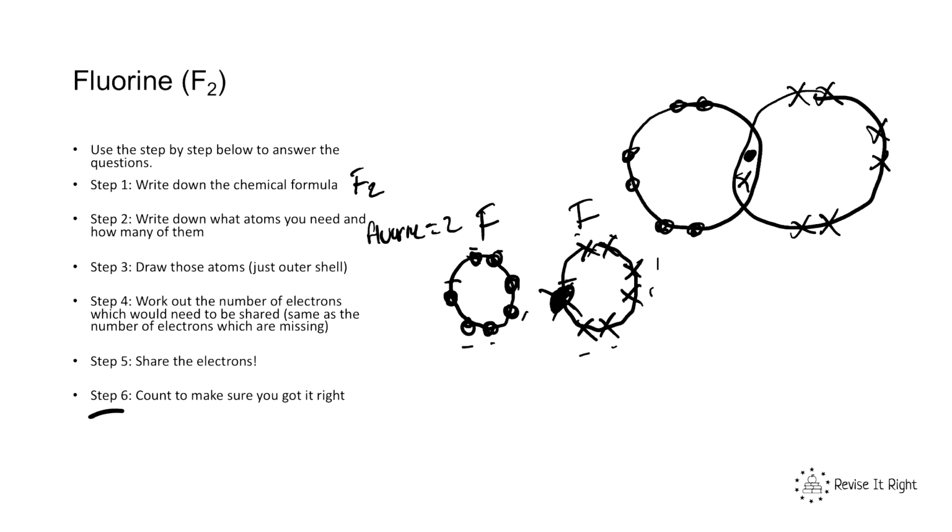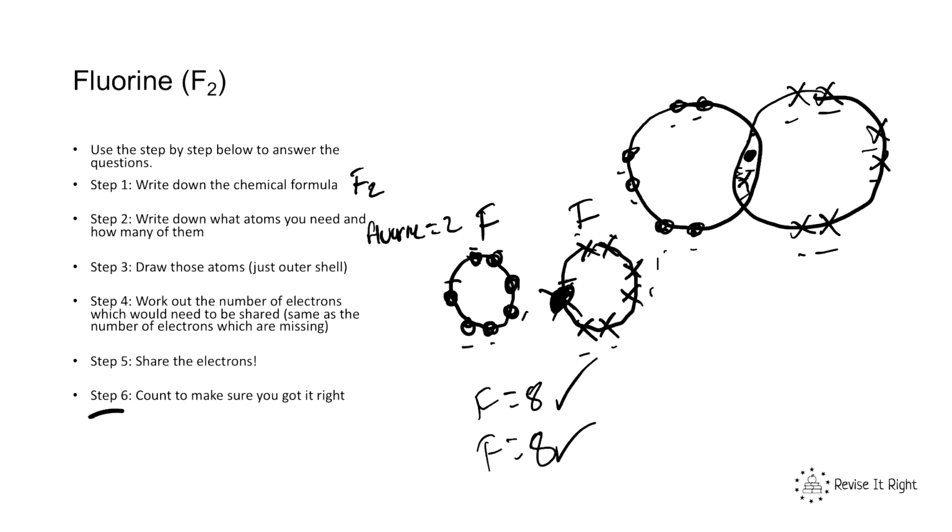Do make sure you always do step 6, which is count to make sure you get it right, especially in an exam. There's no point in losing marks because you've counted wrong. So fluorine 1, 1, 2, 3, 4, 5, 6, 7, 8. It's got 8, which is a full outer shell. Fluorine 2, 1, 2, 3, 4, 5, 6, 7, 8.